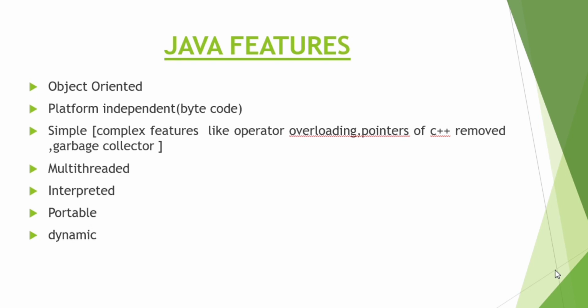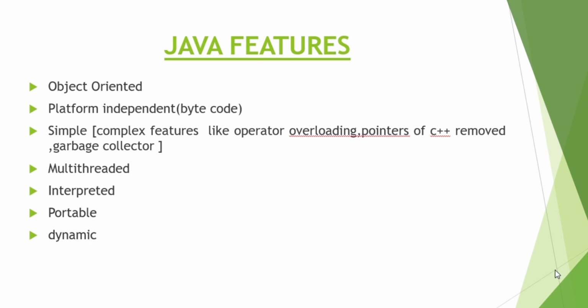Now Java is strictly object oriented, because you cannot write any code in Java without specifying the class, or without designing it in an object oriented manner. Okay, even the main function should be part of a class.